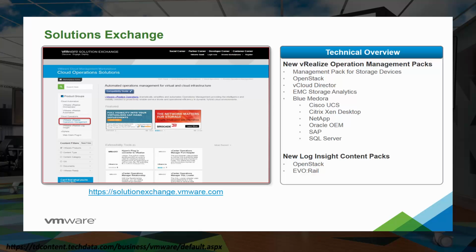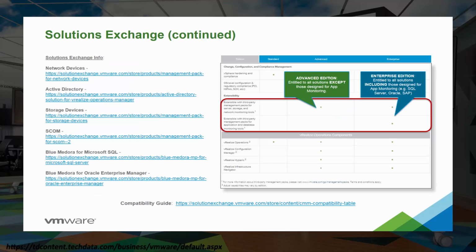If you're wanting to see what management packs are available, the best place to go is the Solutions Exchange, located at https://solutionsexchange.vmware.com. This is going to provide you a master list of all the management packs that are available for vRealize Operations, as well as our other management products.